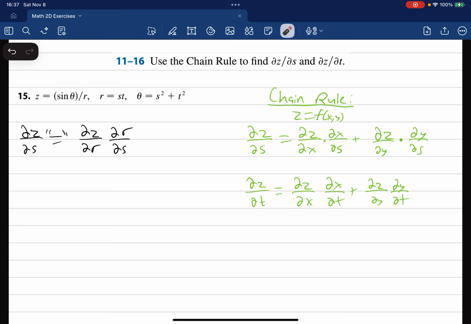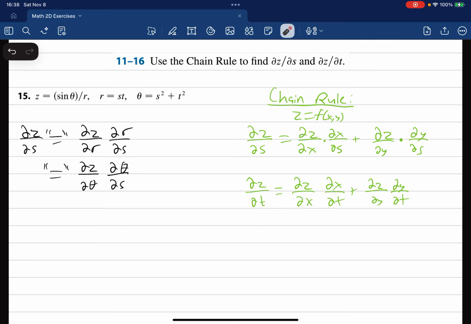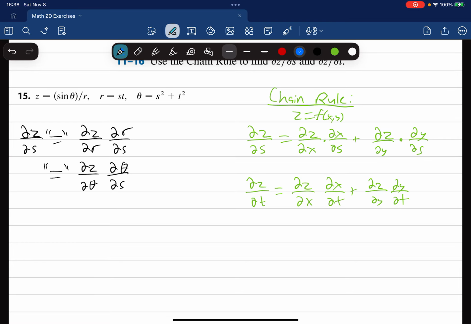I'm just multiplying and dividing by partial r, partial s, and then, or theta, sorry. And then they cancel out. I'm using this equality only as a mnemonic to help you remember how to calculate the partial derivatives using the chain rule. Again, once we finish, we're going to add up, and that's going to give us our actual partial derivative.